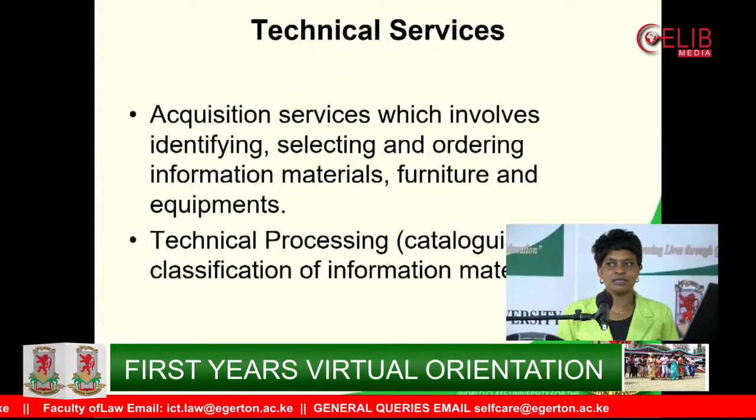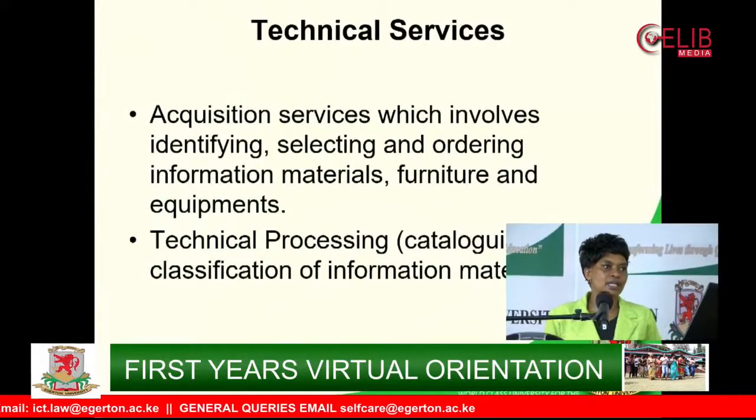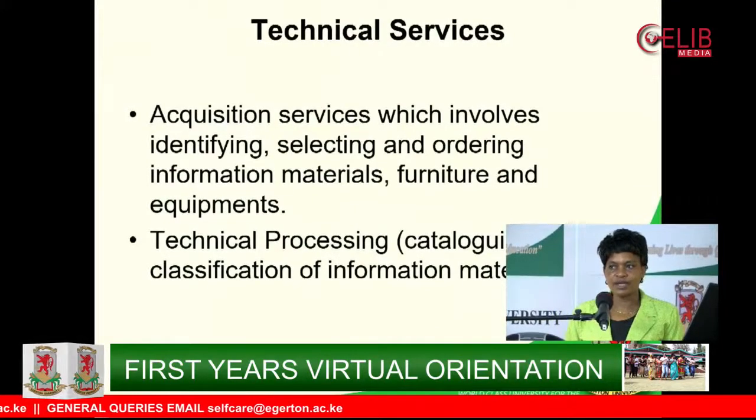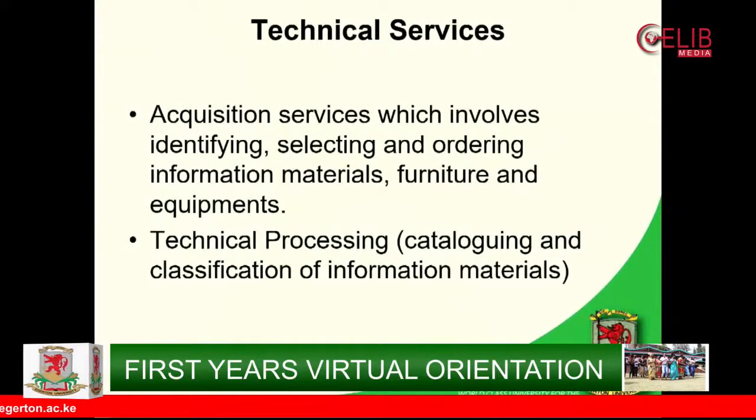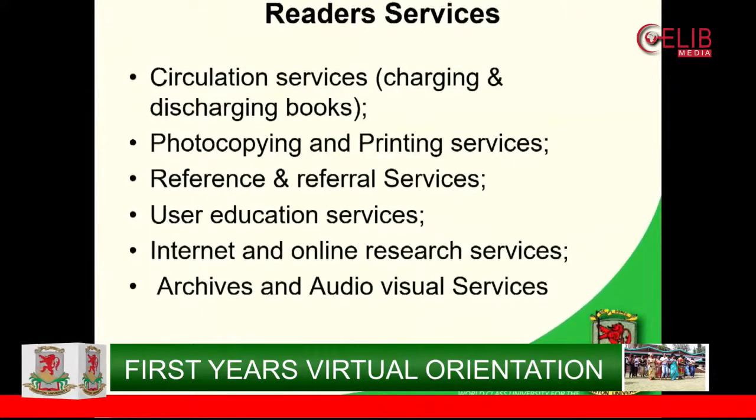For example, the library staff in those sections identify the relevant information resources that will be useful to your academic needs. After identifying, they order those information materials so that you can access them. And when we say ordering, it means even subscribing online. They also do that so that you can access them from wherever you are. For physical resources, like a physical book, we also do what we call technical processing, that is giving every book a unique number which can be identified by our users.